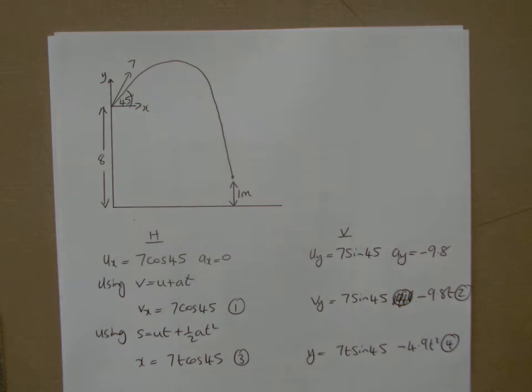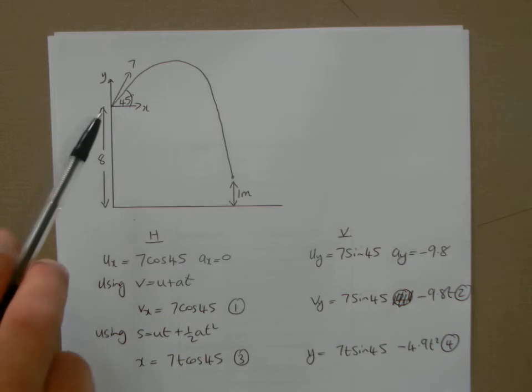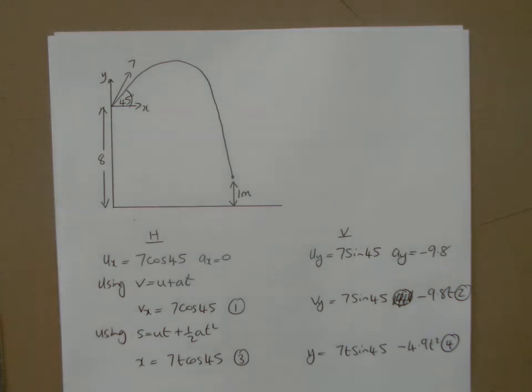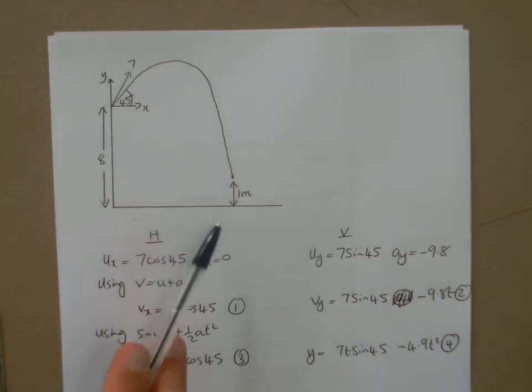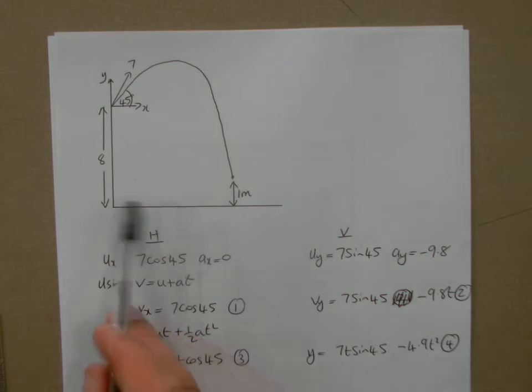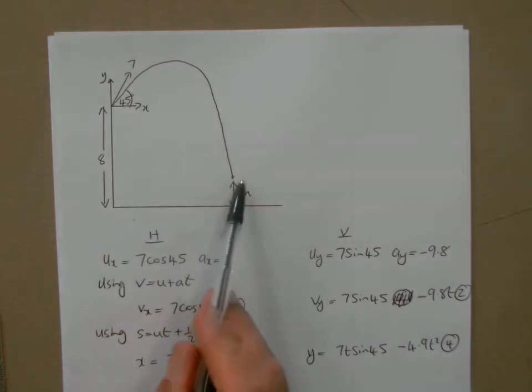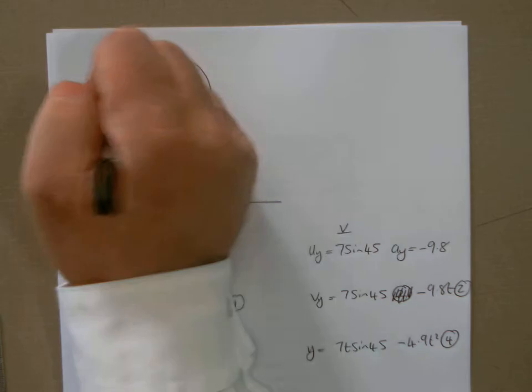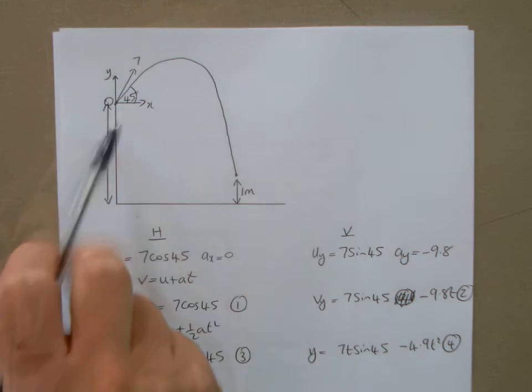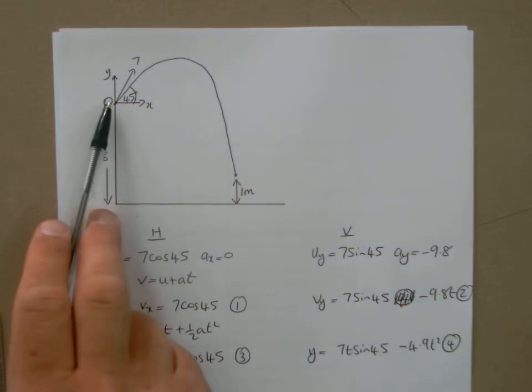Okay, so in part B, we're told that a ball is projected from the top of a cliff at an angle of 45 degrees with an initial speed of 7. It climbs and then starts to fall, and they want to know what the horizontal distance is when the ball is 1 meter above the beach. So you can see here I've set up my equations, basing this as the origin. I tend to base where it was projected from as my origin.